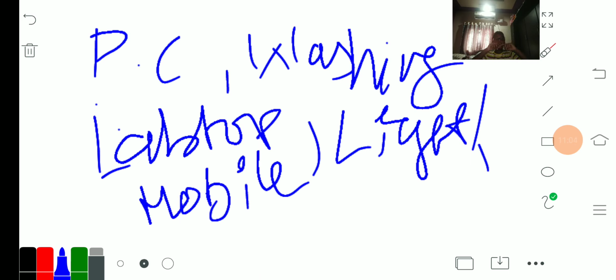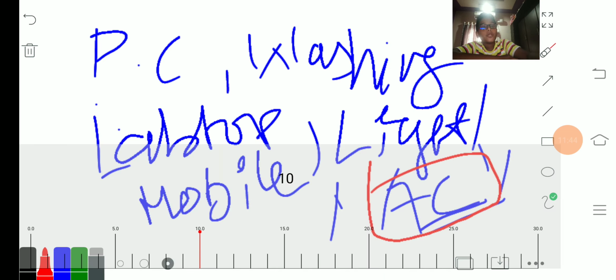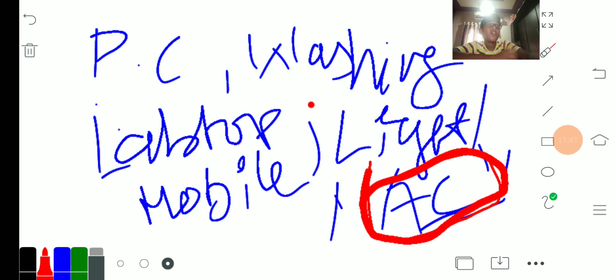I'm giving you one task. Look around yourself and comment below what electronic things are located in your surroundings. I forgot one example, that is the AC, the cooler. In the summer season this AC is very useful to you, because you can't live without AC. It is very hot in the summer season.